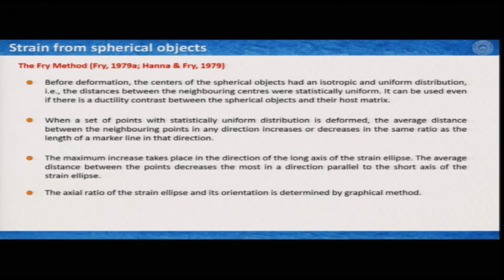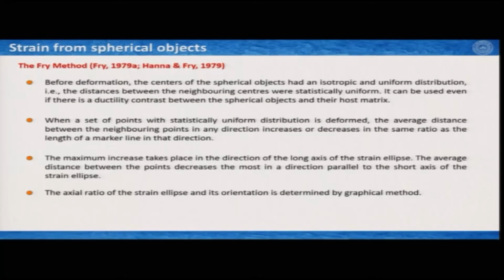The second one, one of the most used strain analysis methods from spherical objects in 2 dimensions, is known as the Fry method. It is given by Professor Fry. It is in 2 consecutive papers, one in 1979 and then another one in the same year with Hanna. So, this Fry method is very interesting, and it has some very interesting concepts behind it.